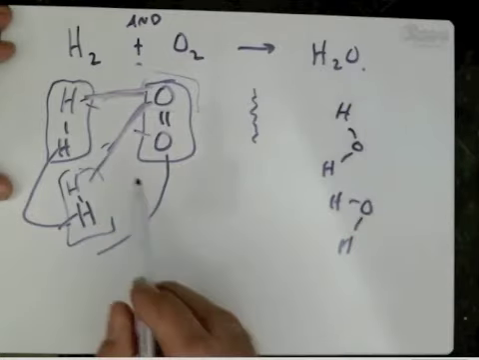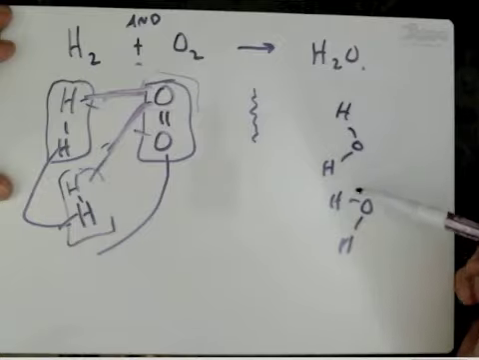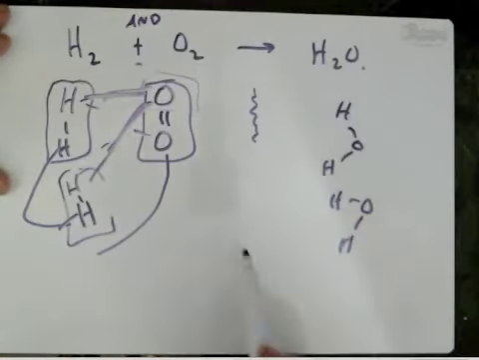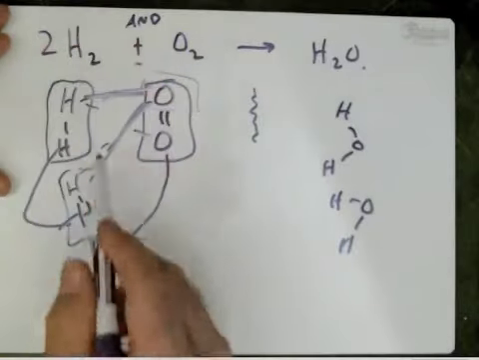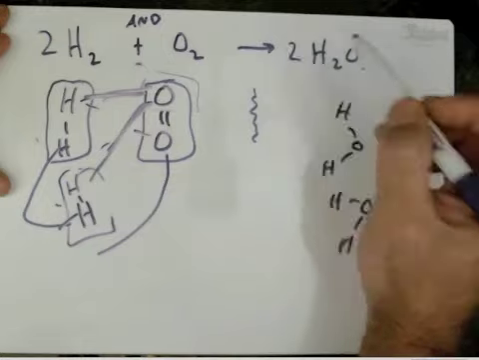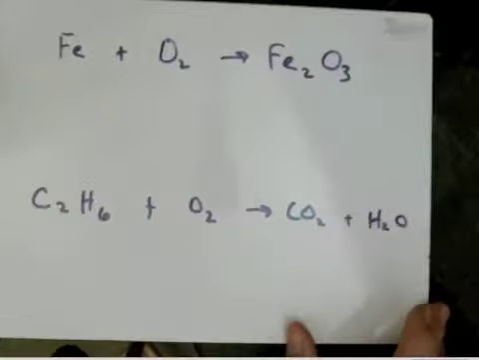Let's see if that worked. That would be 1, 2, 3, 4 hydrogens. I would have 1, 2, 3, 4. I have 2 oxygens and 2 oxygens. So to balance that, I would need 2 of those and 1 of those. And when I get done, I'll make 2 of those. Notice the coefficients tell you how many of each molecule you made. Let's try a couple more of those.